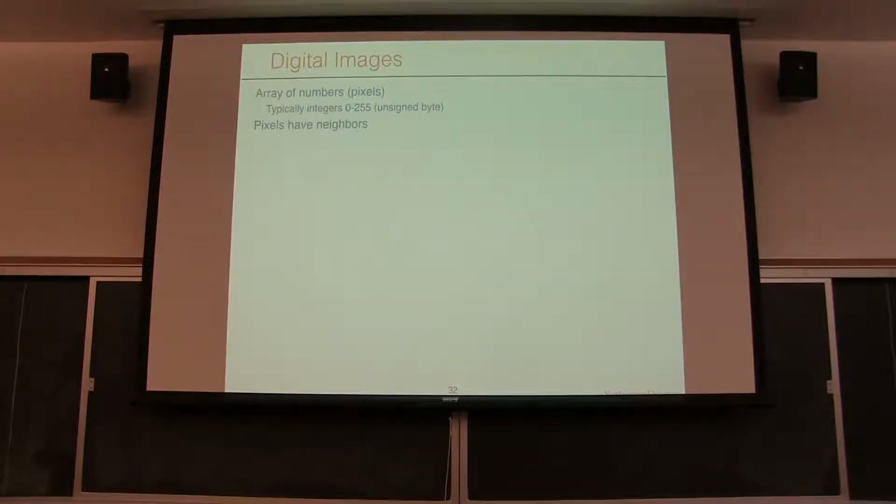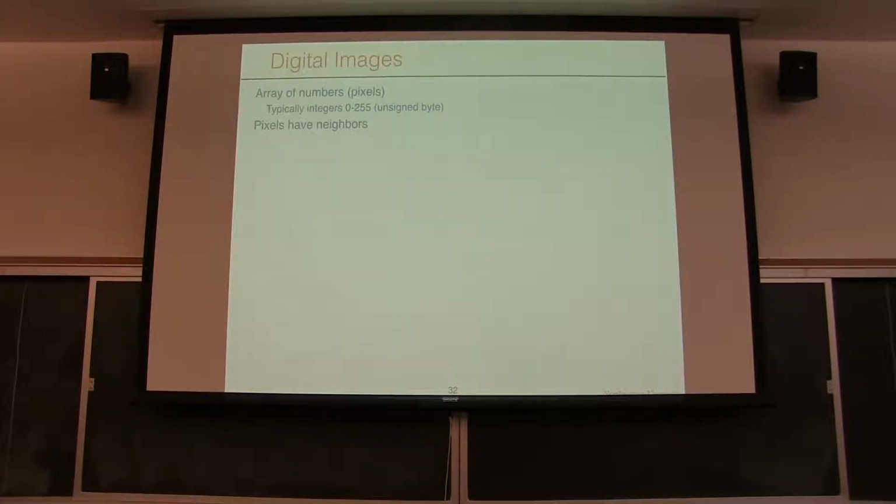For us, most of the time, these numbers are going to be represented with 8 bits, so my pixel values will be between 0 and 255. Sometimes I will go back to the range between 0 and 1, and so I will have floating point numbers.